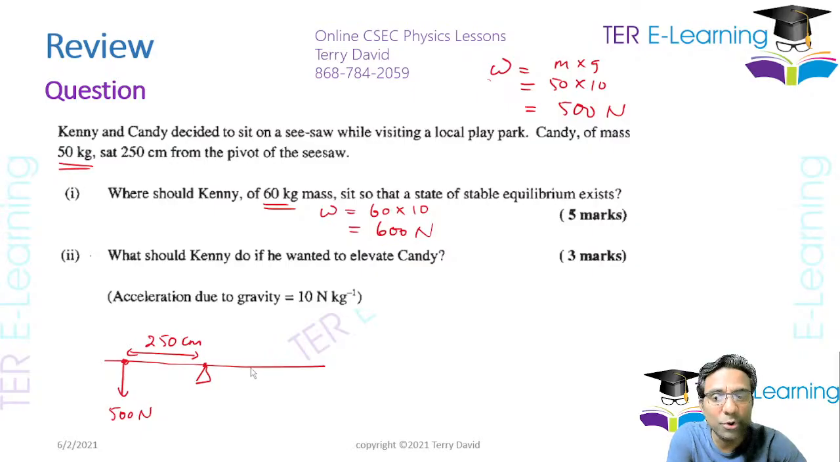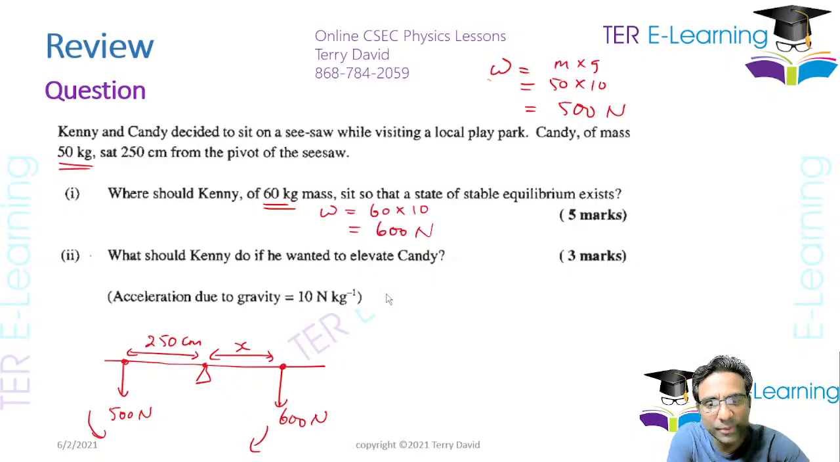Now we don't know where he's sitting, because that's what the question is trying to ask us to figure out. So this here is 600 newtons, and we need to figure out what that distance is. So again, we're going to apply the principles of moments, and take the moment about the pivot. The 600 is going to be clockwise, and the 500 is going to be anti-clockwise. So actually I could just work this right here.